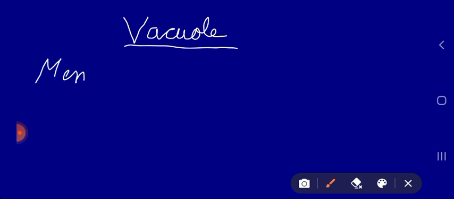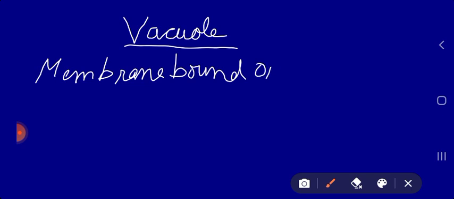It is a membrane bound organelle that is present in different types of cells. In plant cells, we can see a large vacuole. In fungi, some protists, some animal cells, and bacteria also contain vacuoles, but in a very small amount.